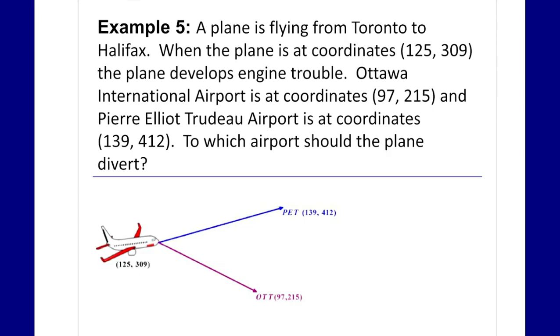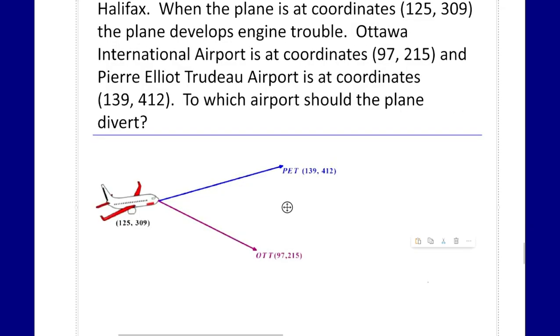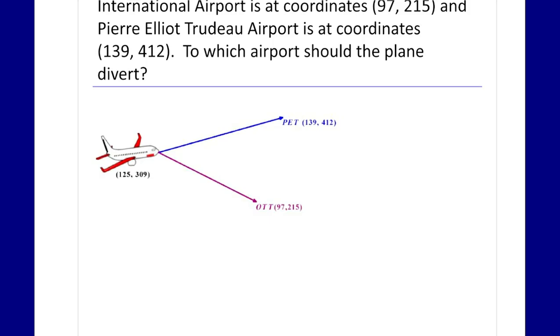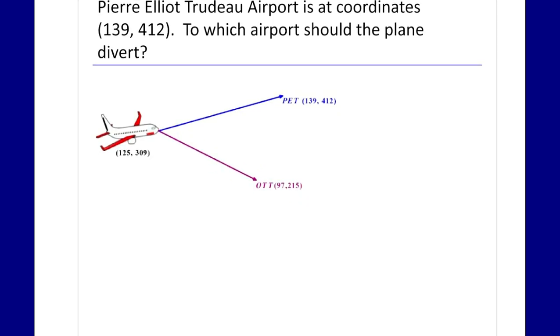Last example, a plane is flying from Toronto to Halifax. When the plane is at coordinates 125, 309, the plane develops engine trouble. Ottawa International Airport is at coordinates 97, 215, and the Pierre Elliott Trudeau Airport in Montreal has the coordinates 139, 412. Which airport should the plane divert to? So basically, which one is going to be the shortest distance? This is just two line segment questions in one. We're just calculating the two distances and seeing which one is shorter.